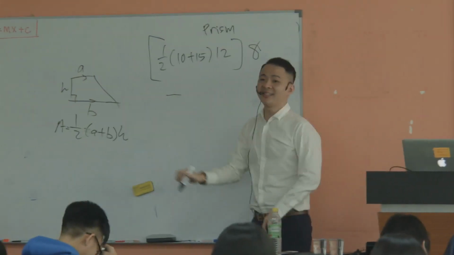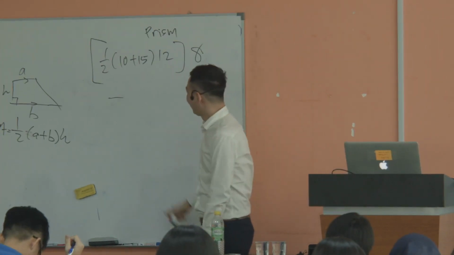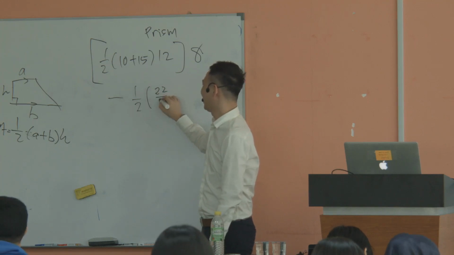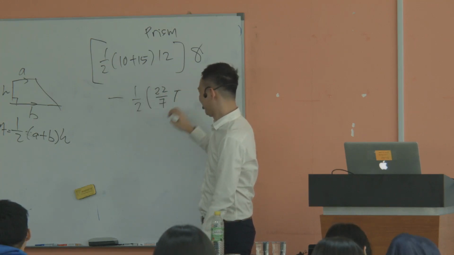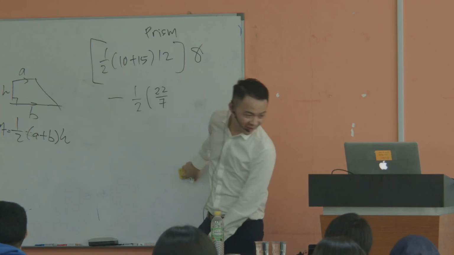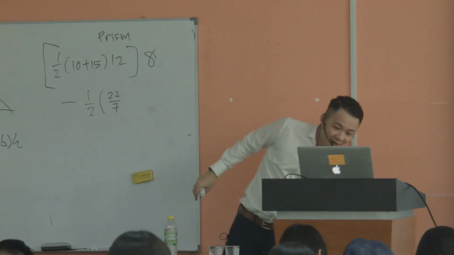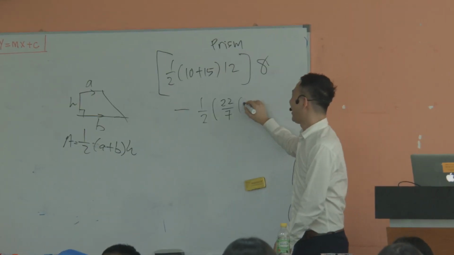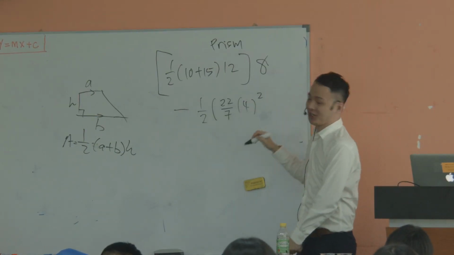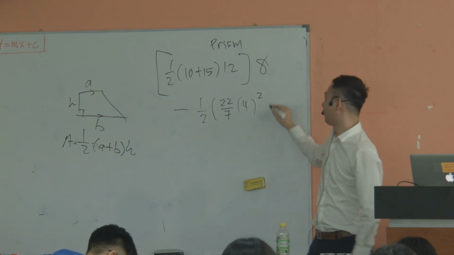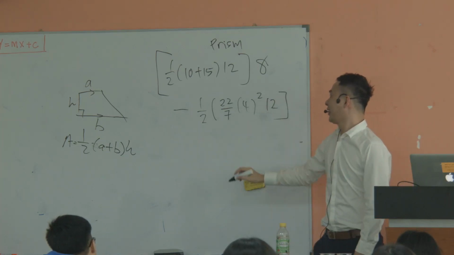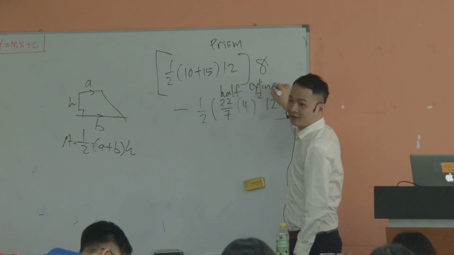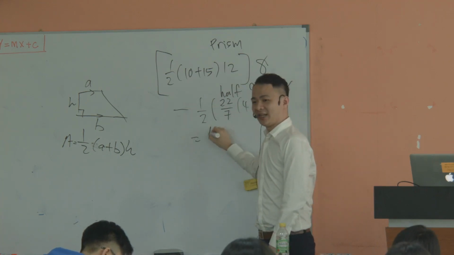I need to minus half of the cylinder. Half of the cylinder will be pi r squared h. What is the R value? It will be 4, because 8 is the diameter. And what is the height? The height will be 12. Okay, this one will be the half cylinder. Minus it, you get the answer.